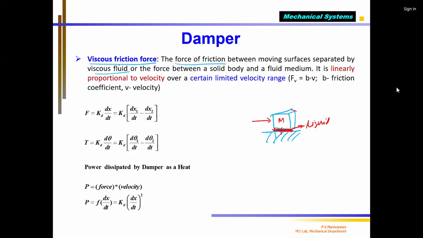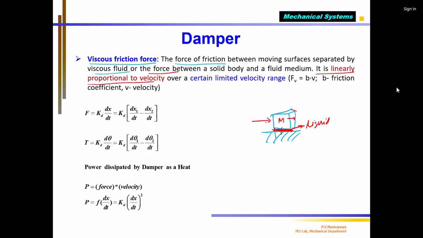So this force is called viscous friction. It is generated when two objects are moving relative to each other, and there's a viscous fluid in between. The force which opposes the motion between them is called viscous friction. It is linearly proportional to velocity. Correct? It is linearly proportional to the relative velocity.